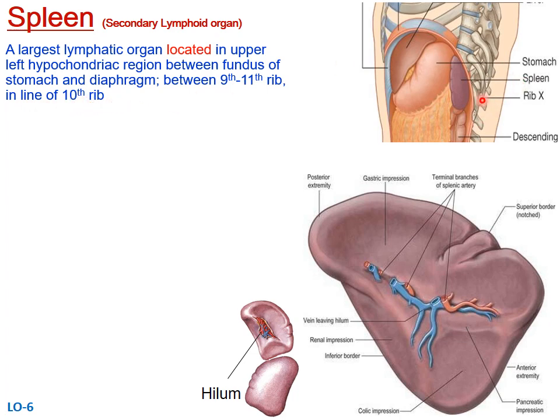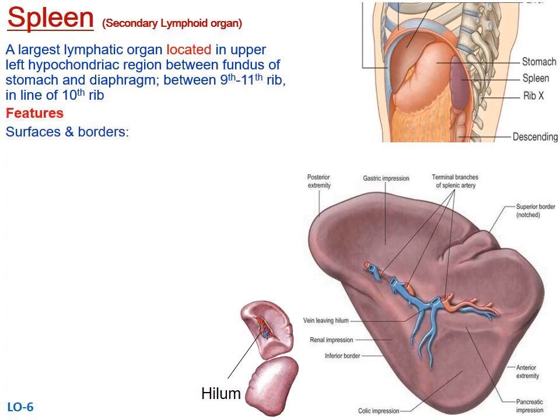So this is the 10th rib. Along the 10th rib, between the 9th and 10th rib, in line with the 10th rib. So 10 is the middle one here. Mainly it is on the 10th, but it can extend above to the 9th and below to the 11th.